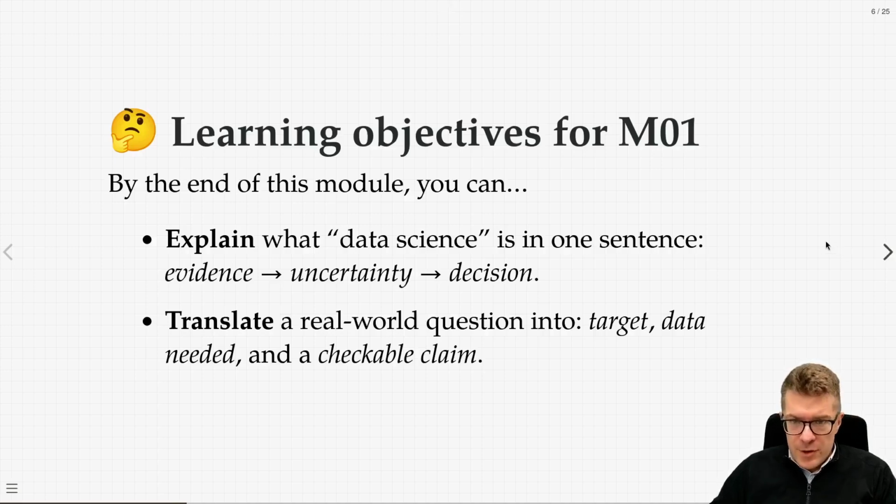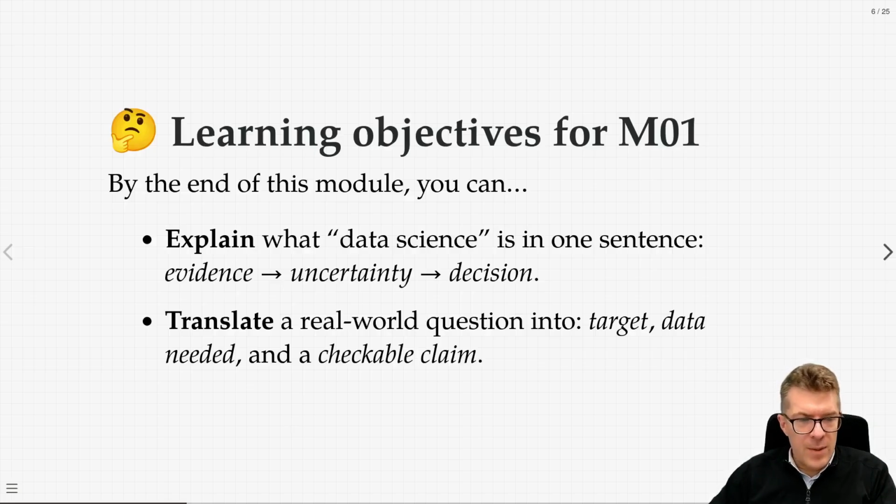By the end of today's module, and today's just an introduction to practical data science, you'll be able to explain what data science actually is in a sentence or a phrase or a paragraph. And probably when you explain what data science is, you're going to describe it in terms of what we call evidence. You might describe uncertainty and how evidence relates to uncertainty. And you might also talk about how we can use data science to make reasonable decisions. And those decisions are dependent on the uncertainty we have about the evidence we have at our disposal.